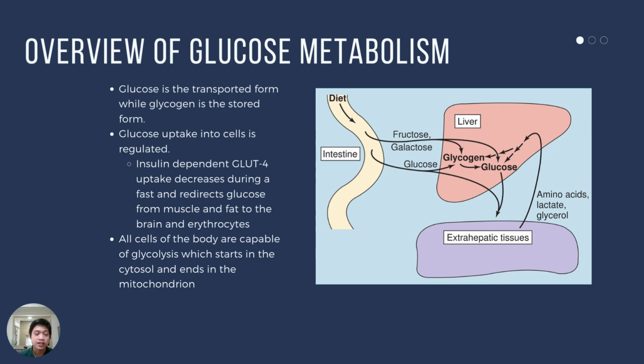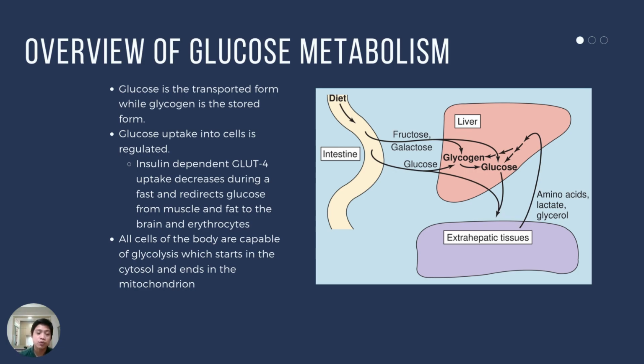When the body has low levels of glucose after a fast or a period of not eating, the stored glycogen in the liver is released into the plasma as glucose. You will also see here that the extrahepatic tissues liberate amino acids, lactate, and glycerol, which then go through the circulation and enter the liver and are converted by the liver, through the process known as gluconeogenesis, into glucose.